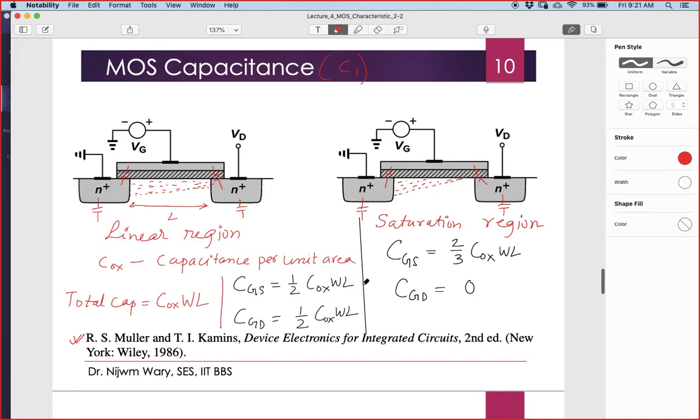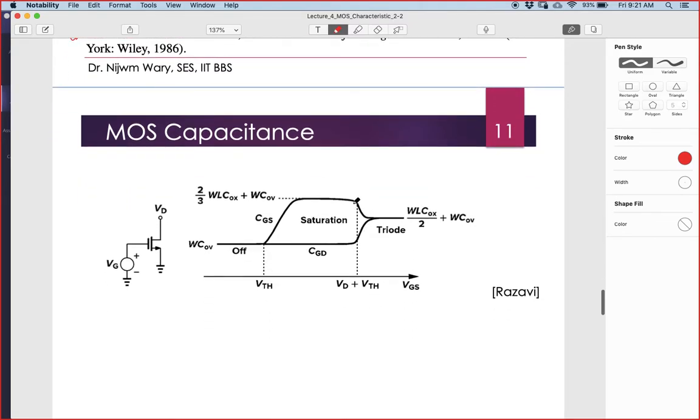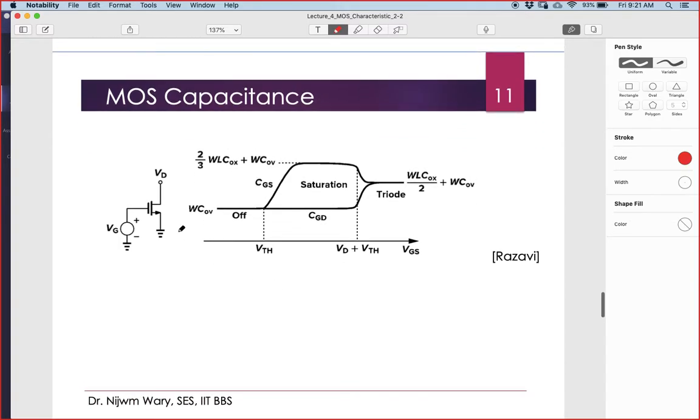Here my focus was just on a part of the CGS. I should not say this is a complete CGS. A part of the CGS depends on this channel. Now if we see this graph, it very nicely describes the whole capacitance between the gate and the source, and the gate and the drain.